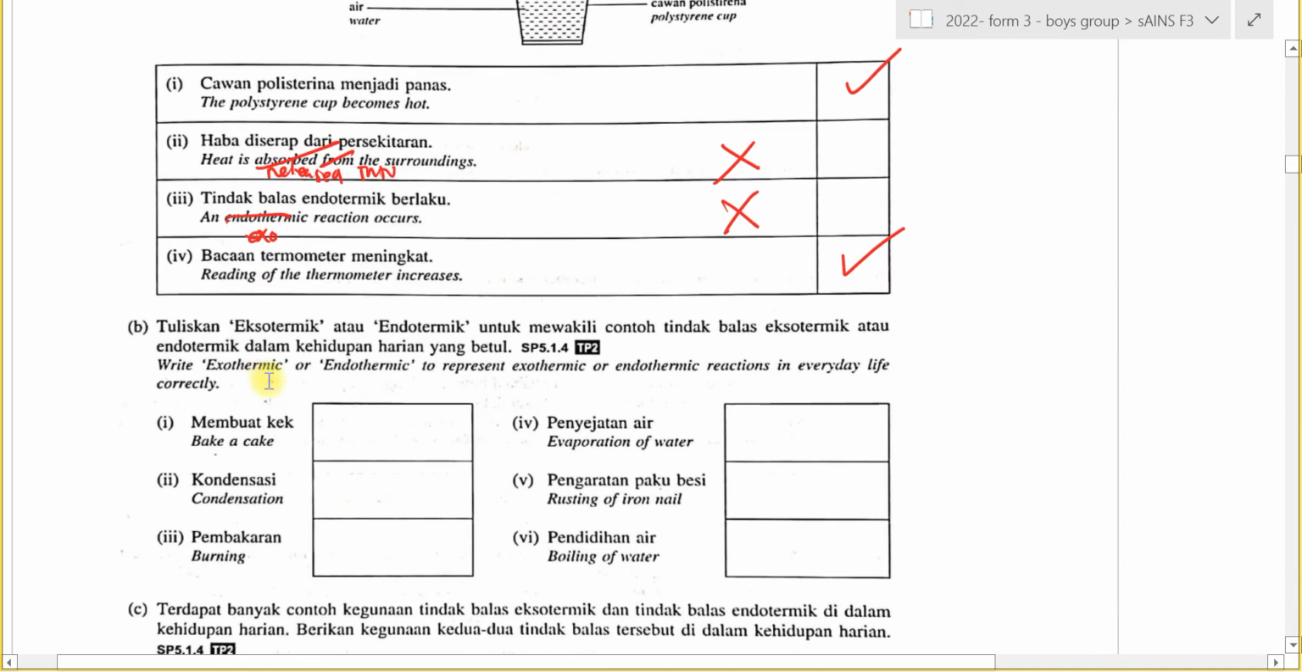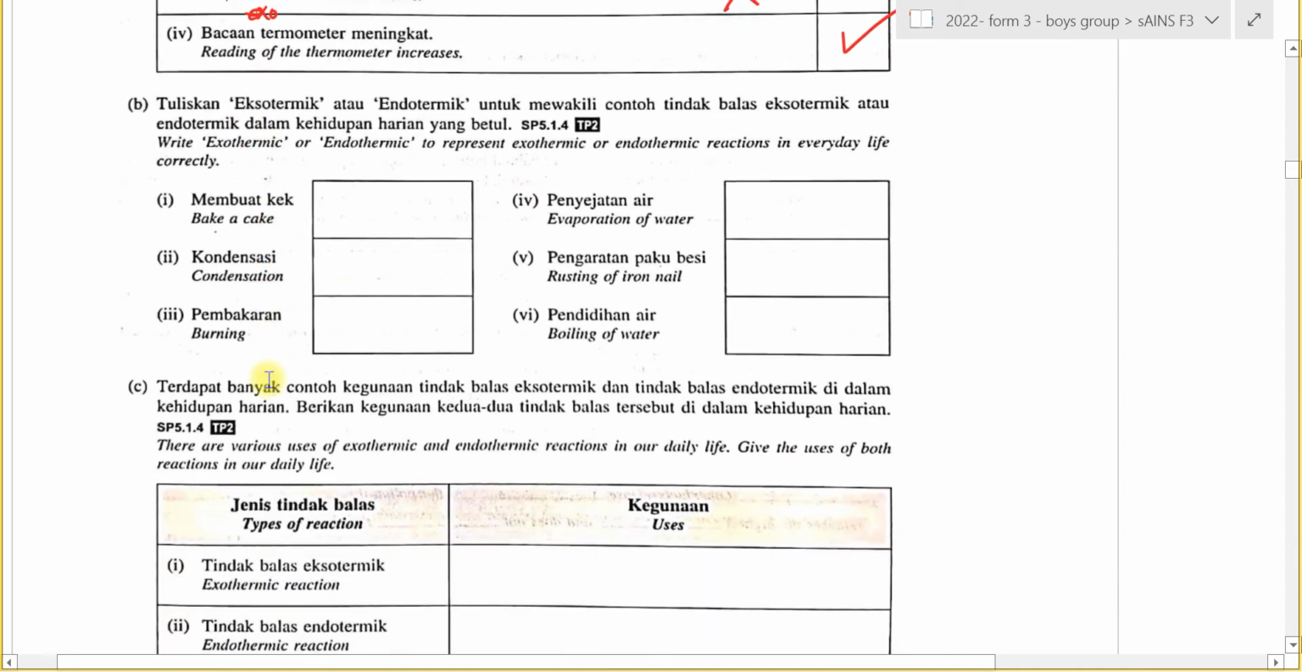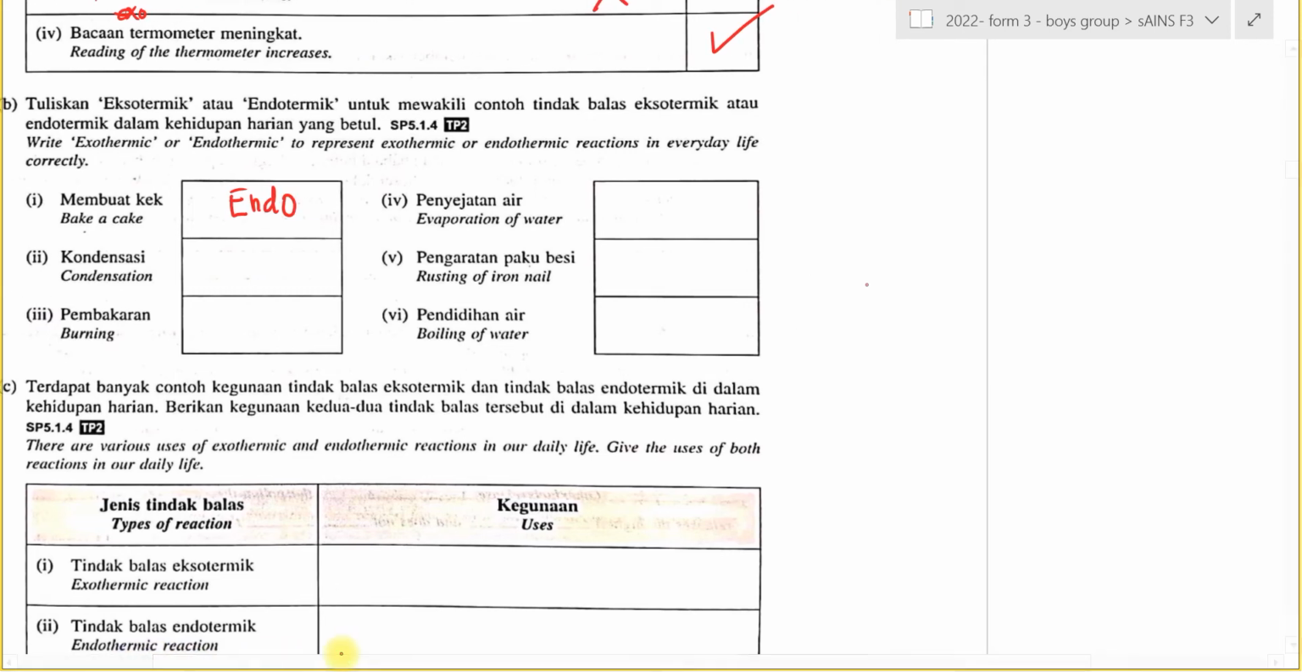Okay, and part B. Write exothermic or endothermic to represent exothermic or endothermic reactions in everyday life correctly. Bake a cake, endothermic. Correct. Condensation, endothermic. Okay. You tell condensation is endothermic. Okay, let us see. Okay, this one you just use your Form 1 knowledge.